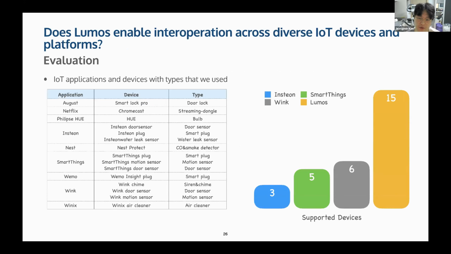SmartThings and Wink support only 5 and 6 devices. In particular, Insteon cannot interoperate with any of the other 2 platforms. In contrast, Lumos has much wider coverage than existing platforms. It supports all 15 devices in our dataset.